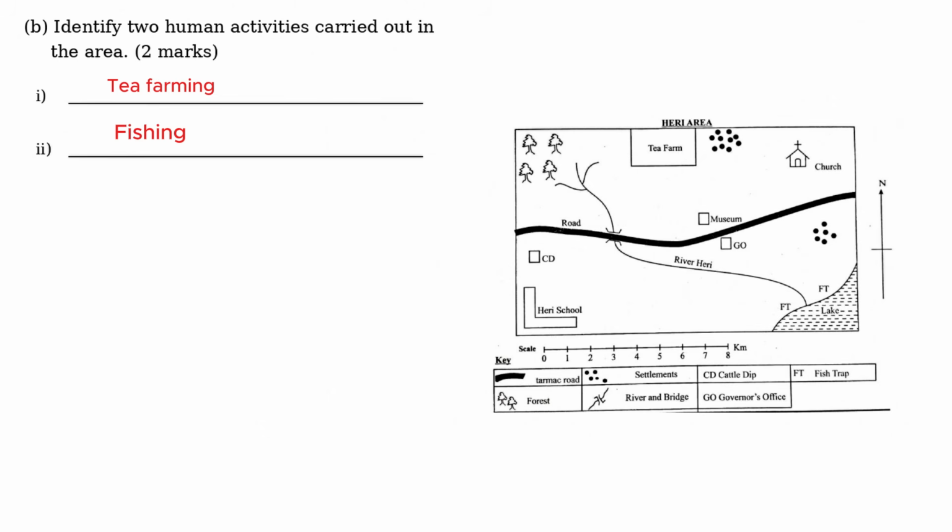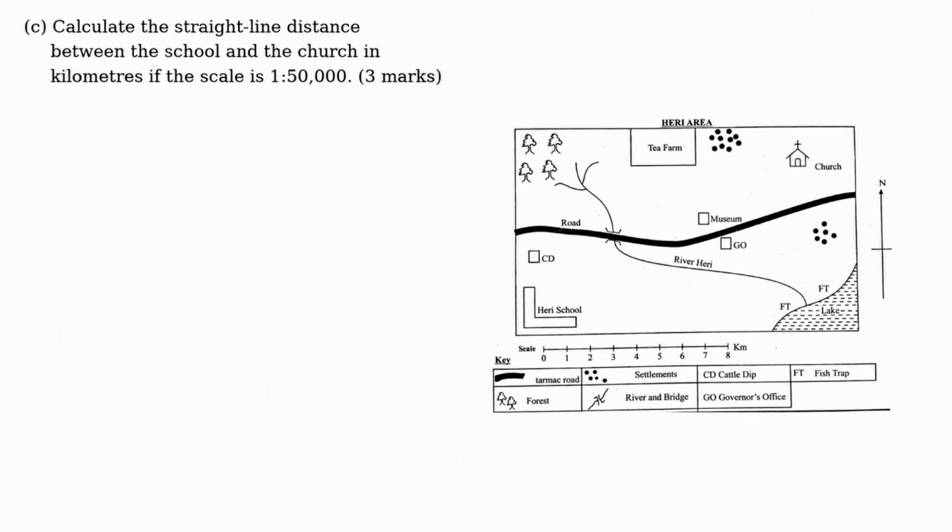We can also talk about education because I see a school. We also have transport. I see a road, a very big road across the map. You can also talk about tourism or museum activities because we have a museum there. So there are very many things you can talk about that involve human activities, and any of the 2 will be correct.